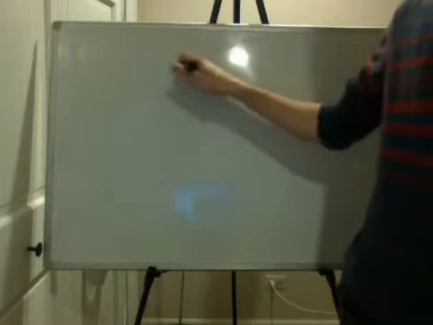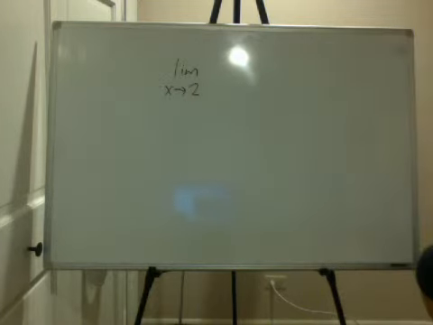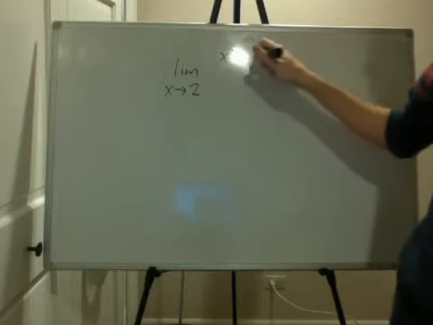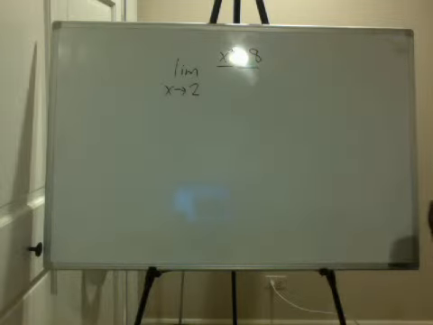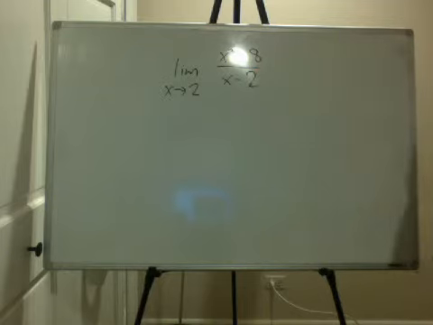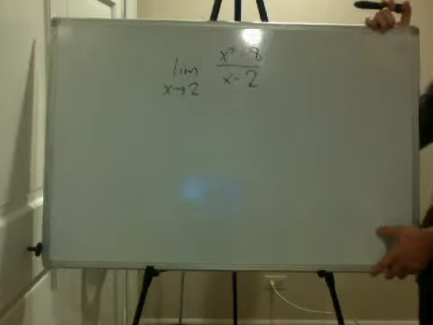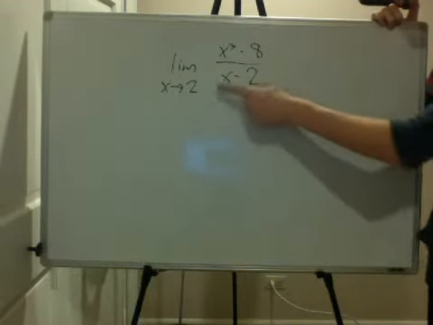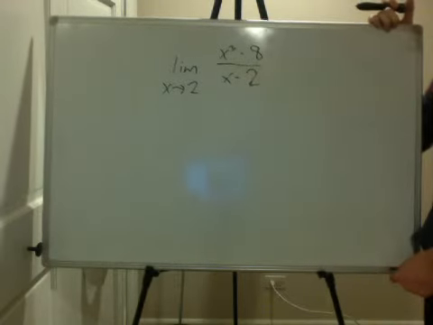The limit as x approaches 2 of x cubed minus 8 over x minus 2. Now, looking at this the first time, you're probably thinking, well, let's plug the numbers in. If you plug in 2 for x cubed minus 8, you get 0. If you plug in 2 for x minus 2, you get 0. So you get 0 over 0.